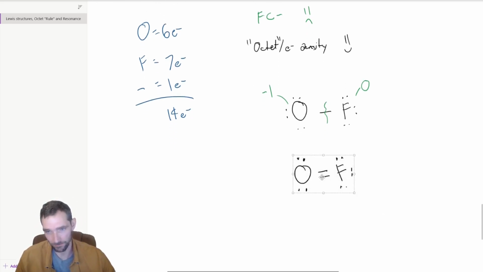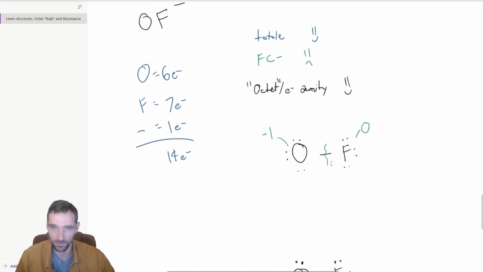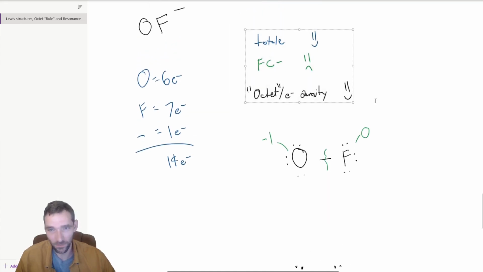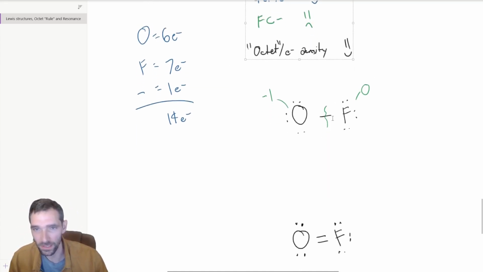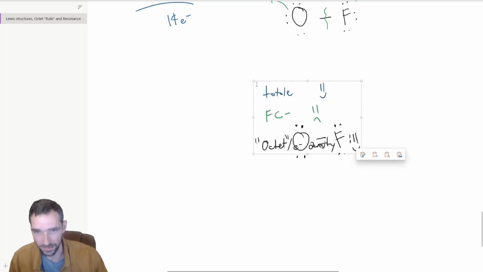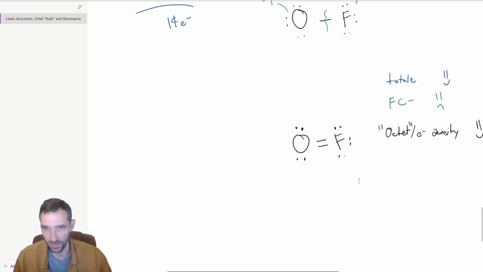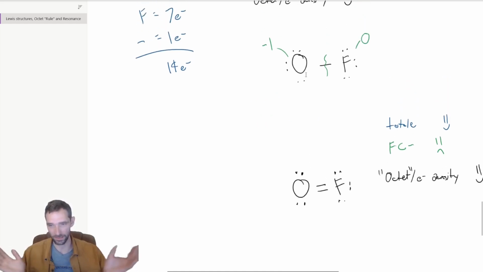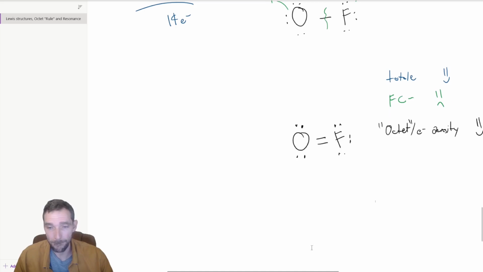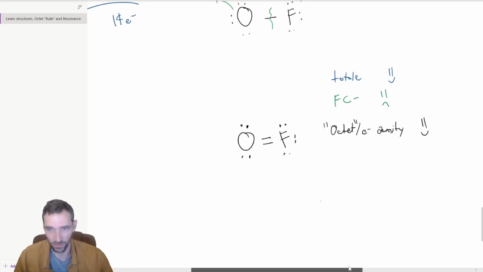How does that compare? Is that better or worse? Well, it's better in some ways and worse in other ways. So in reality, neither one of these is correct. The electron density is somewhere between these two. This bond is somewhere between a double and a single bond in strength, but one is technically more correct in terms of the rule sets that we do with these.